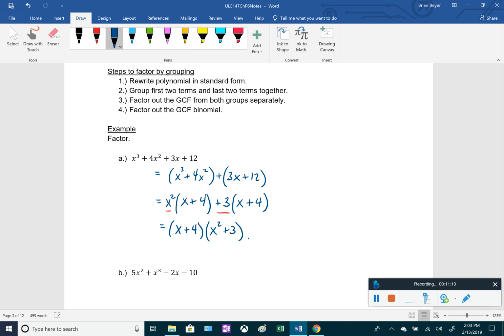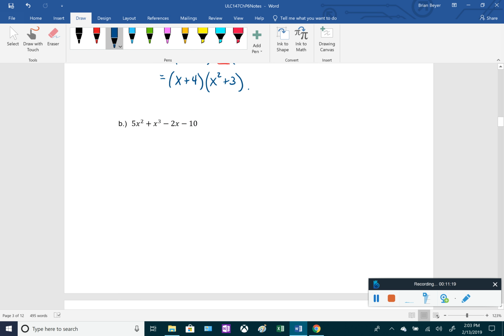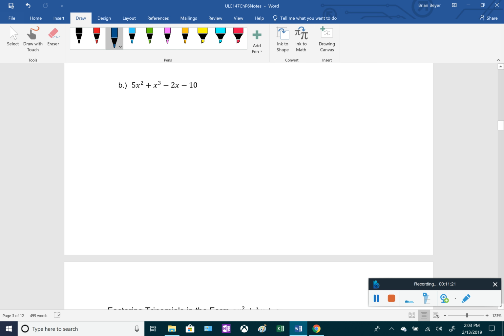And we're done. So that's grouping. It's only a couple steps, but you just kind of have to know the steps for it. So let's do one more of these. So 5x squared plus x cubed minus 2x minus 10. First we have to put this in standard form.